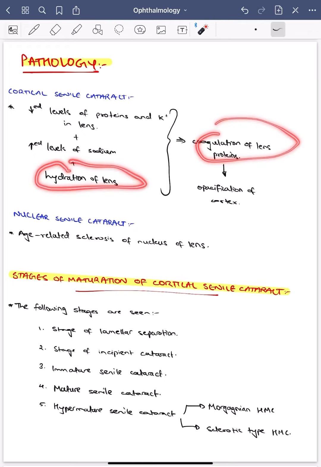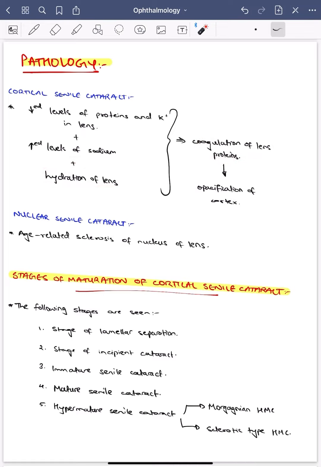So the term you need to remember in cortical senile cataract is hydration of the lens, leading to coagulation of the lens proteins. In nuclear senile cataract, there is age-related sclerosis of the nucleus of the lens. Sclerosis meaning hardening or stiffening of the connective tissue. So pathology in cortical senile cataract is hydration of the lens, and in nuclear senile cataract, it is age-related sclerosis of the nucleus of the lens.